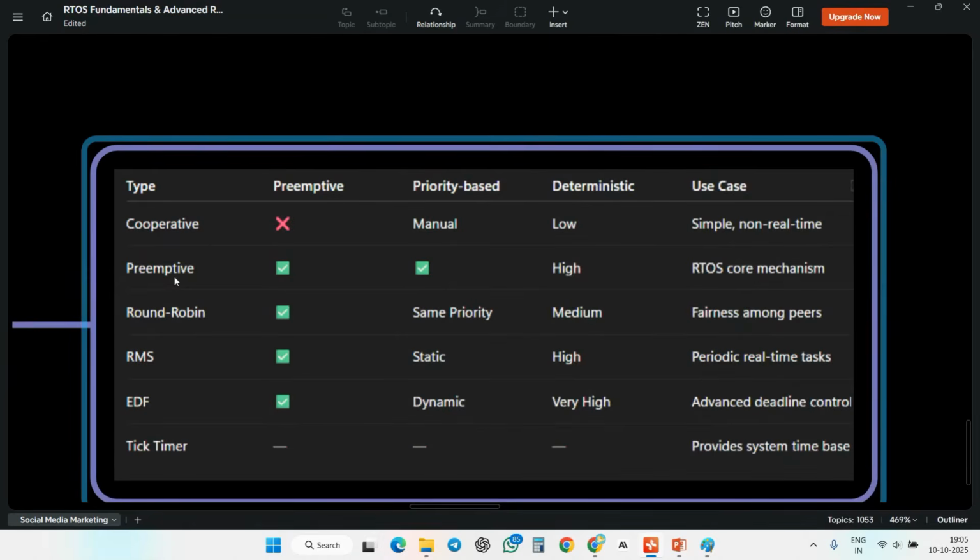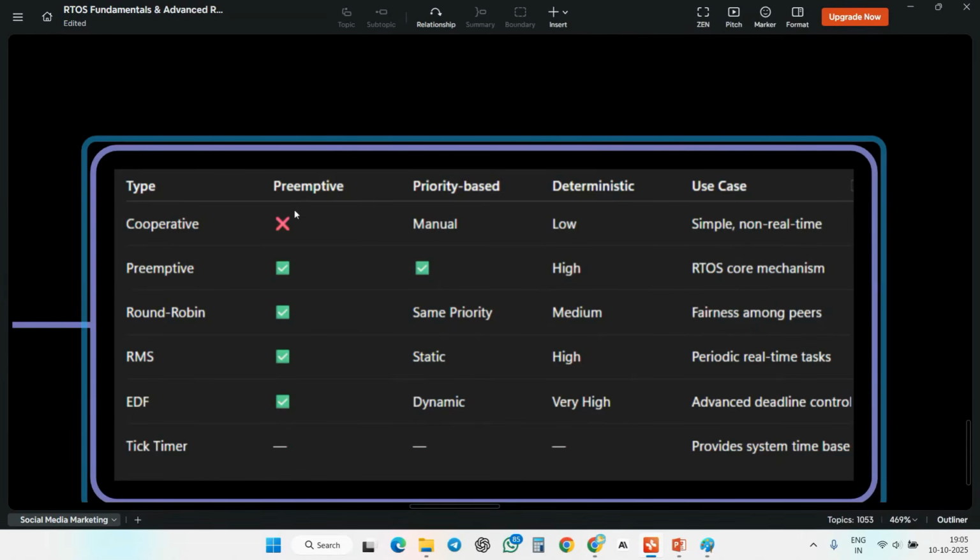Next type is preemptive. Preemptive means it can preempt the task. It is priority based: when a higher priority task comes, it halts the current work and gives way to the higher priority. And it is highly deterministic. We can prioritize with deterministic values, and we can use hard real-time mechanisms. We can use it in a real-time operating system.